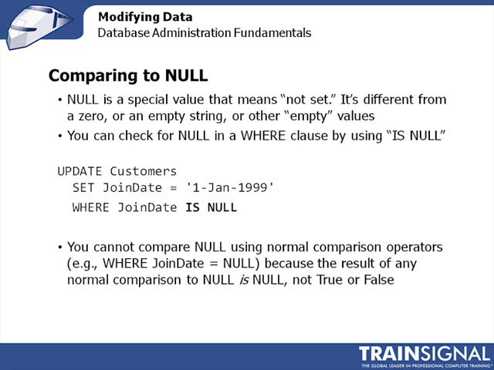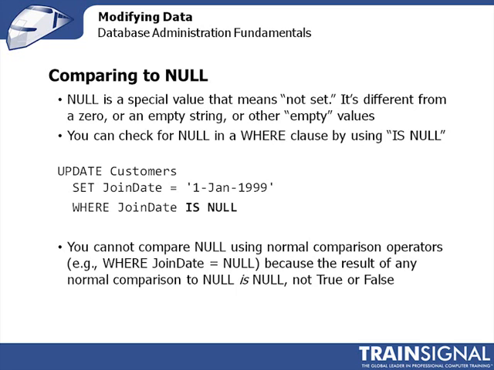Now, when you write that where clause, sometimes you may want it to only look for rows that contain a null value in some column. For example, I want to update my database and I want to find all the rows that have a null in a particular column, and I want to put some meaningful value into it. Null is a special value that means not set. It is different from 0 or an empty string or other empty values. You can check for a null in a where clause by using the special phrase is null.